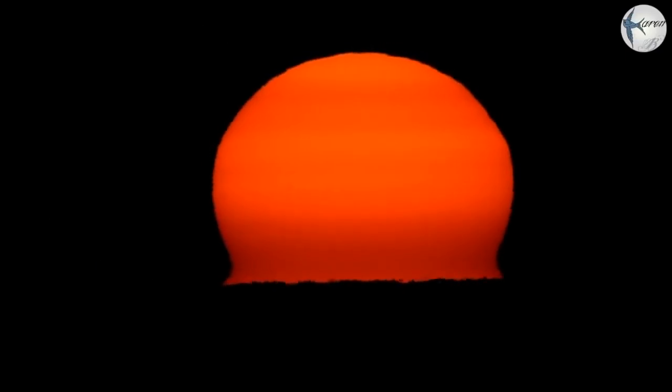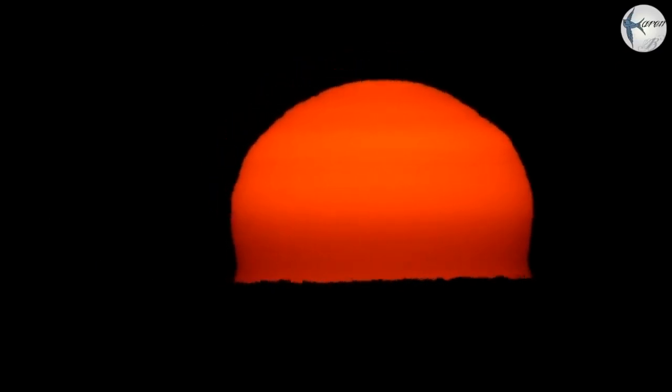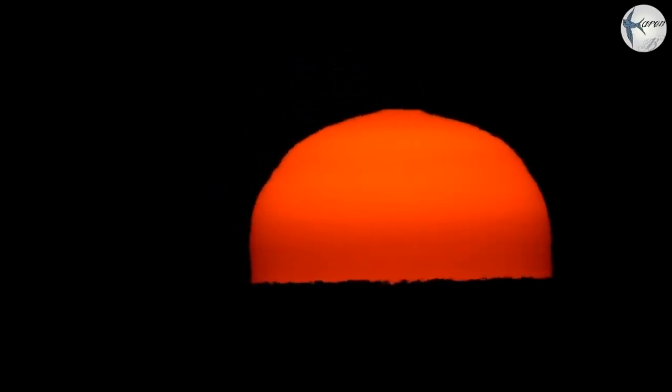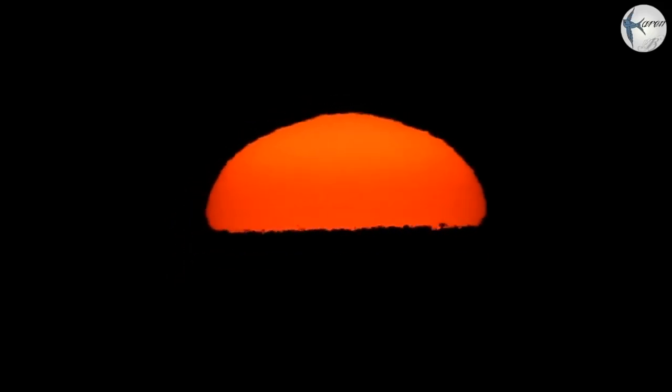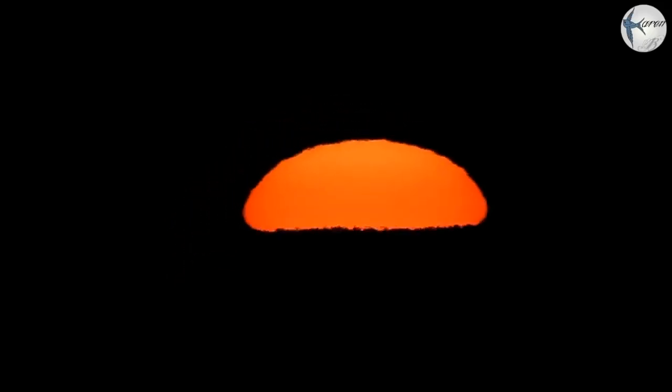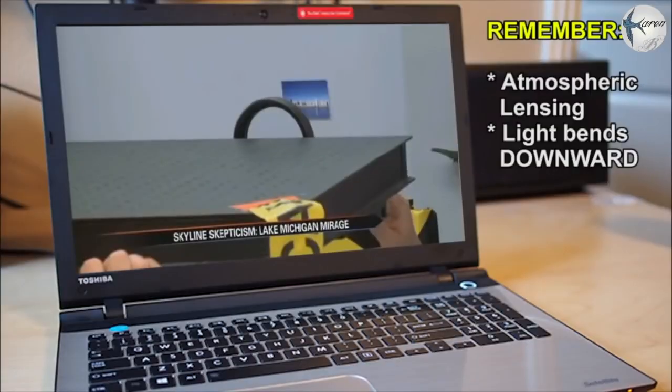How does the atmoplane make the sun and other luminaries appear to set below the horizon? The water vapor in the air acts like a lens. This is called atmospheric lensing in mainstream science and is explained here. The science is the same as that of a lens.